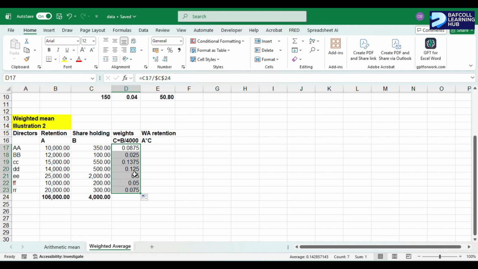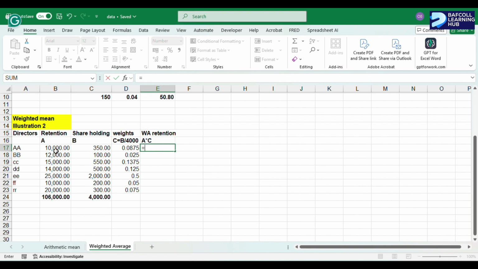Now we can go ahead and also compute the weighted average retention, and we can do that by multiplying the weight by the profit that they are retaining. So with that, we just go ahead. So equal to the profit multiplied by the weight. Then we can drag through.